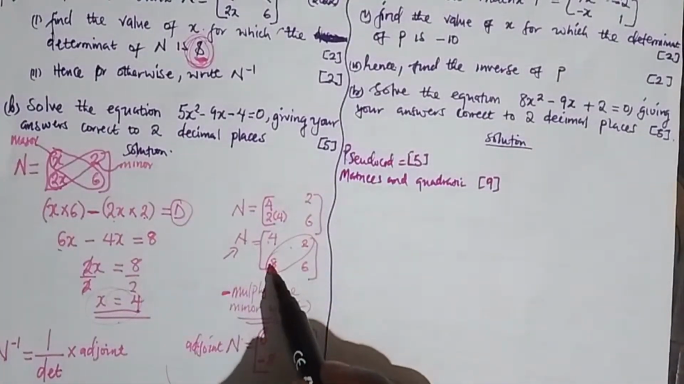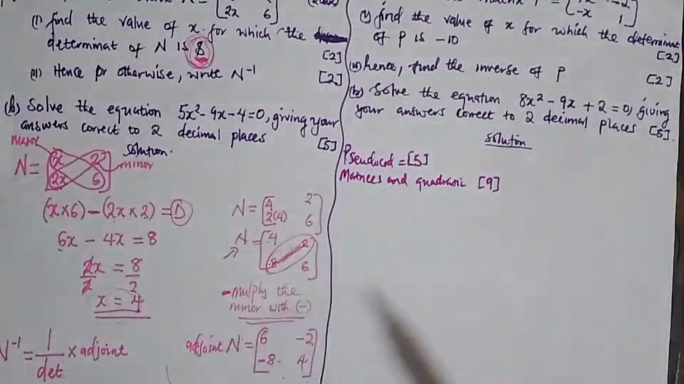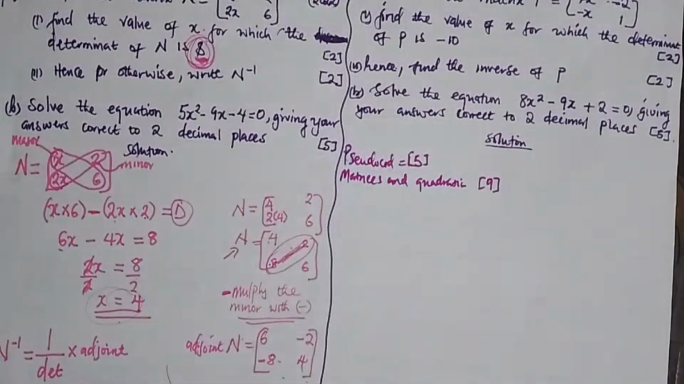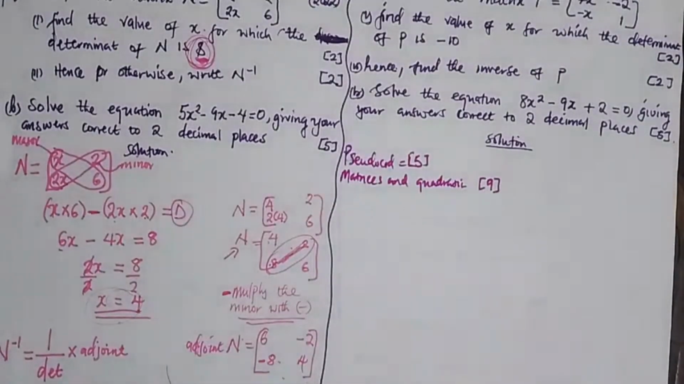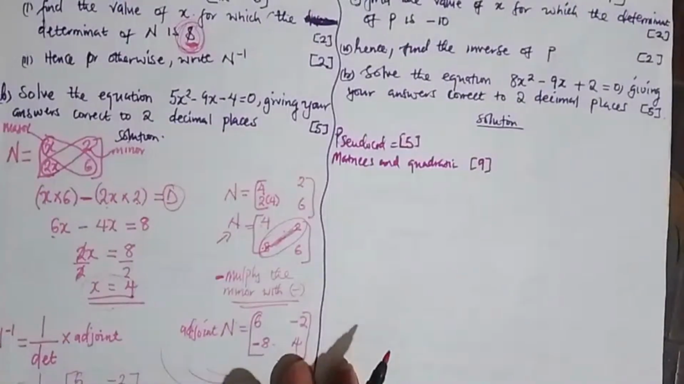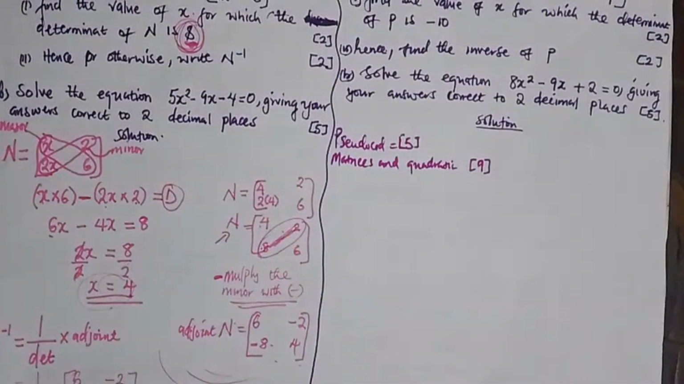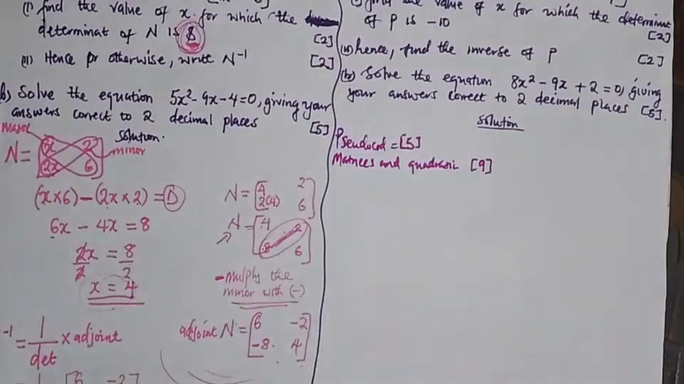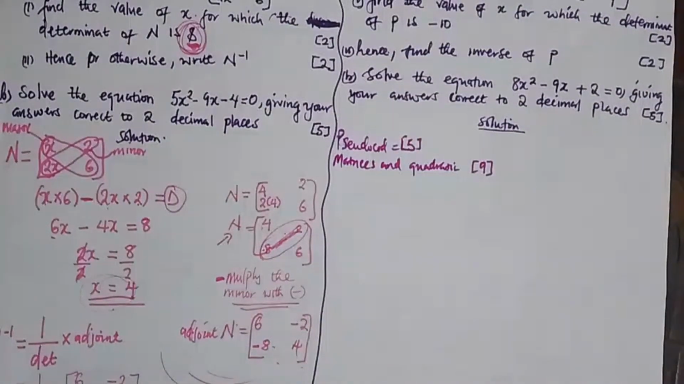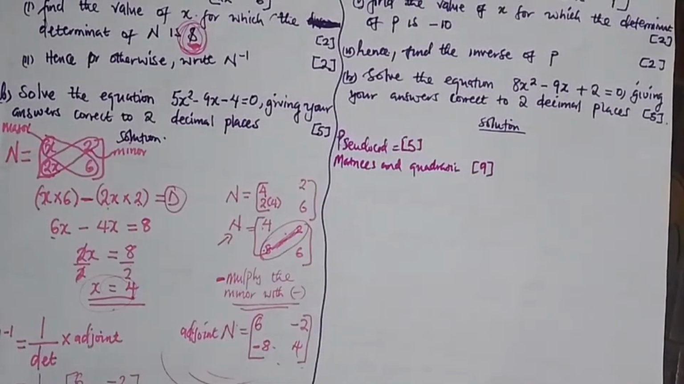The minor diagonal, which is this one, you multiply it by a negative sign. So here you say 6, here you say negative 2, here you say negative 8, here you say 4. The next thing now is you multiply this fraction with everything inside. So we have 6 over 8, here we have negative 2 over 8, here we have negative 8 over 8, here we have 4 over 8.